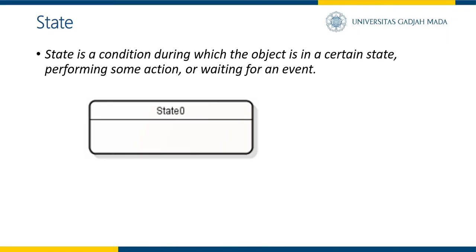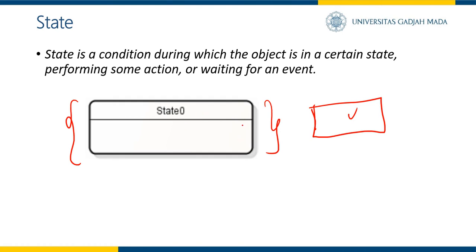So what is state? State is a condition during which the object is in a certain stage and performs some action, maybe waiting for an event. So the representation in the state chart for the state, for the condition of the program, is like this one. You can also use just a simple rectangle like this one. This is also possible. This one is like a rounded rectangle, but also using the title here, so you can name the title here.